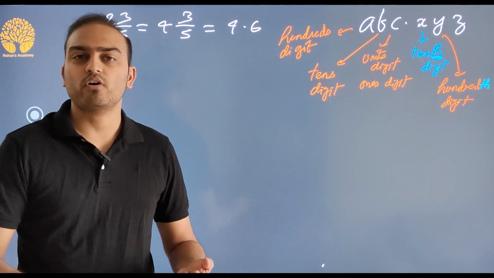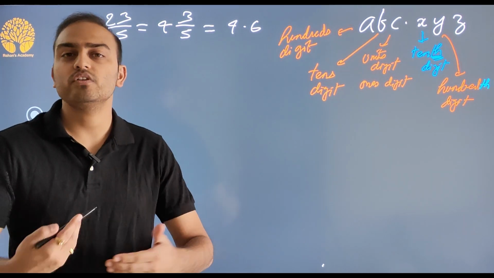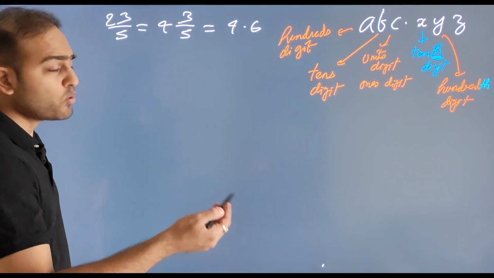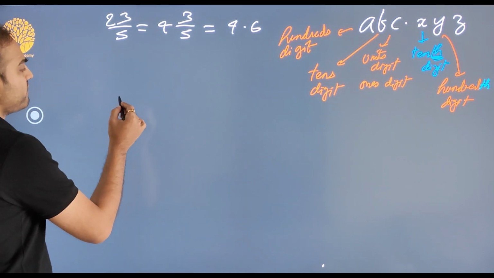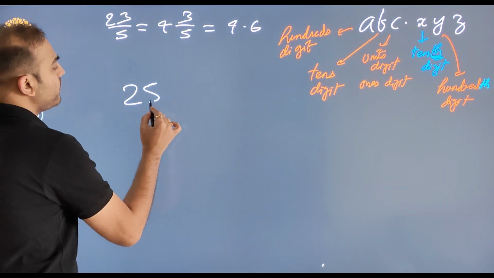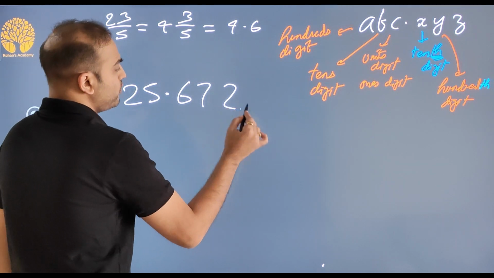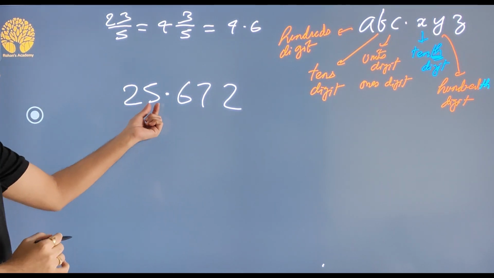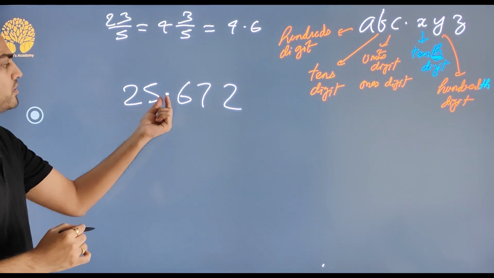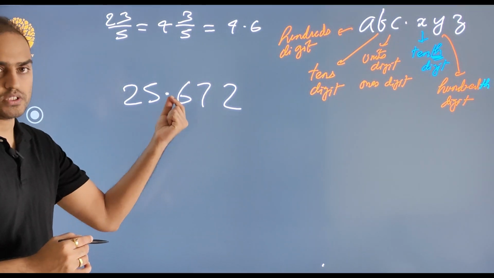So how do we approximate? We have to round off the numbers. Okay, so how does that work? Say for example, I have a number 25.672: units digit, tens digit 25, tenth, hundredth, thousandth.